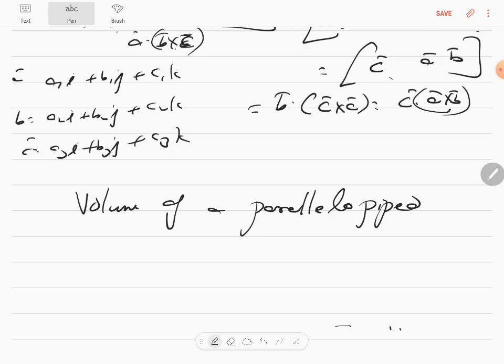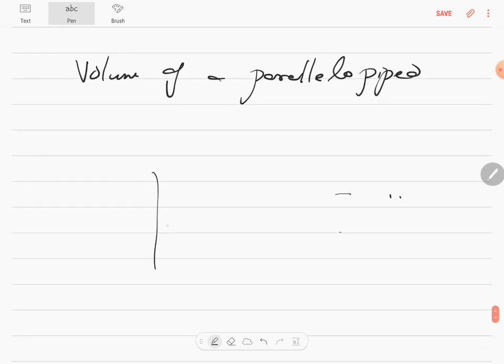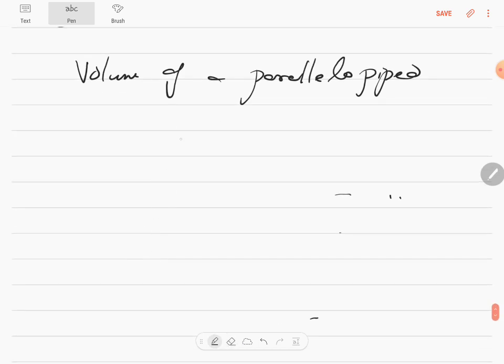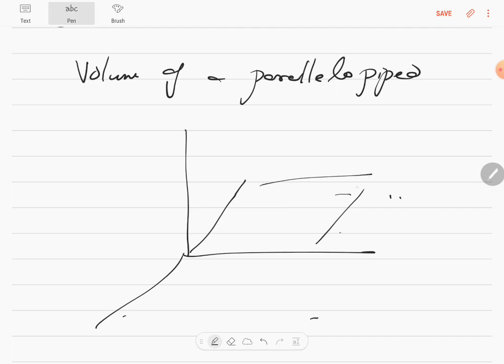A parallelogram in three dimensions, you know how it is? You know this is the x-axis, y-axis, z-axis. So you will have a parallelogram, a three-dimensional parallelogram. You know what I mean? Yeah, I get it. I don't know how to draw it though.